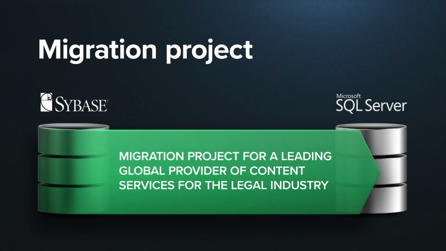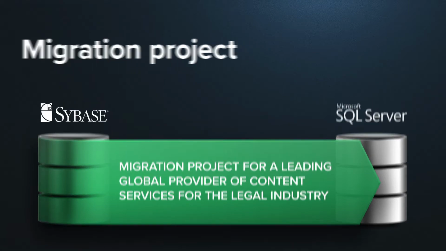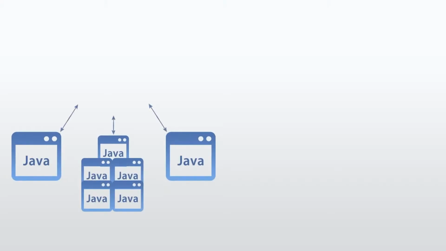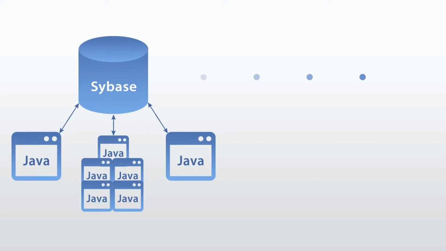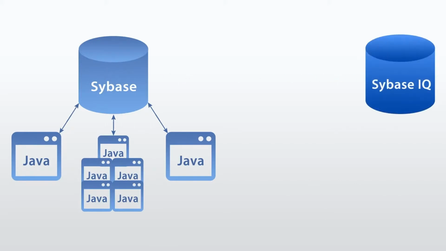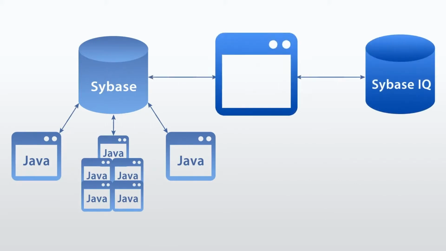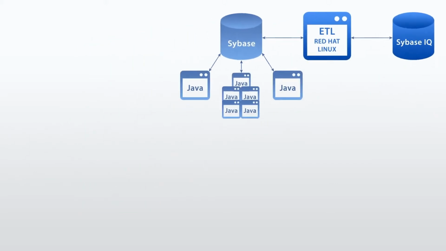Hello. In this video, we'll discuss a SAP ASE to SQL Server database migration project. Let's start with exploring the customer's original system. It included several Java applications connected to a SAP ASE database. Some data from this database was transported to a SAP IQ database. The ETL process, built on the Red Hat Linux shell, was performing this task.